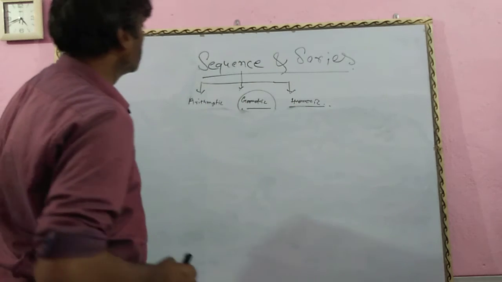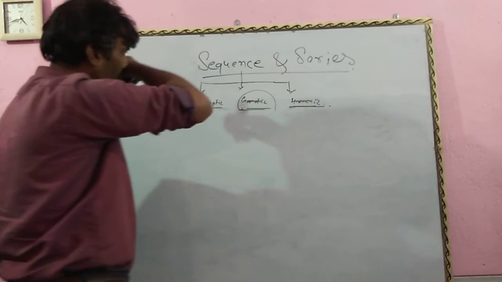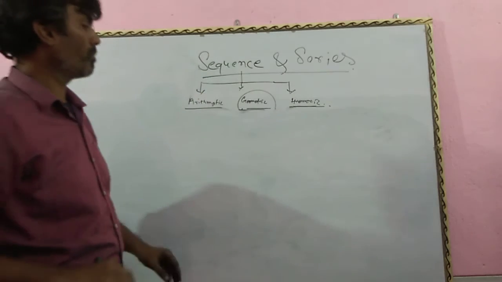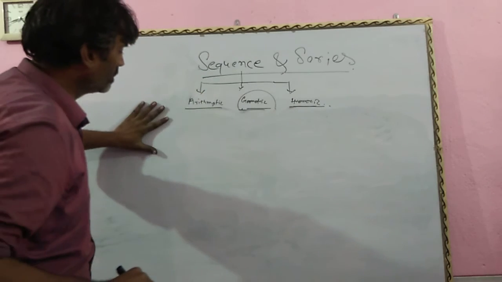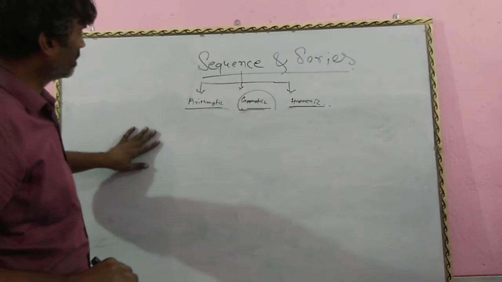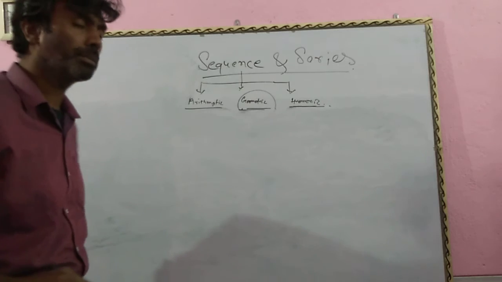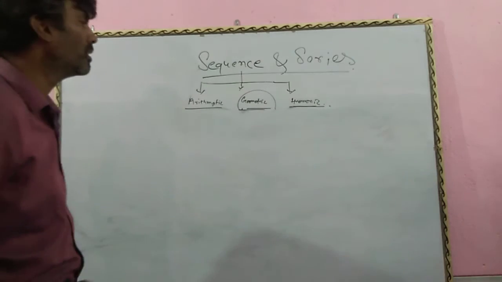Come to the point. Arithmetic, geometric, and harmonic progression. Now we are going to find out arithmetic mean, geometric mean, and harmonic mean.